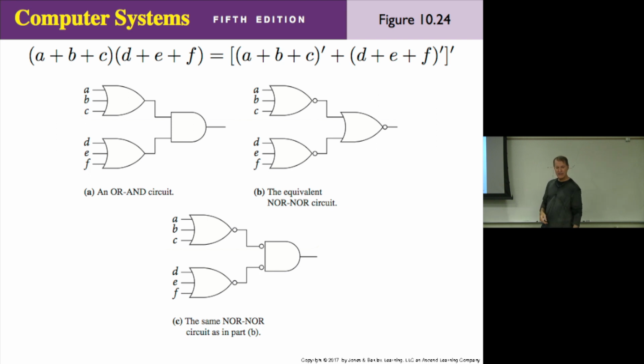So I think you had an exercise that said draw something with only NAND gates or something like that. So now you see how to do it. If you have and/or, you just change them all to NANDs. That's how you do it.